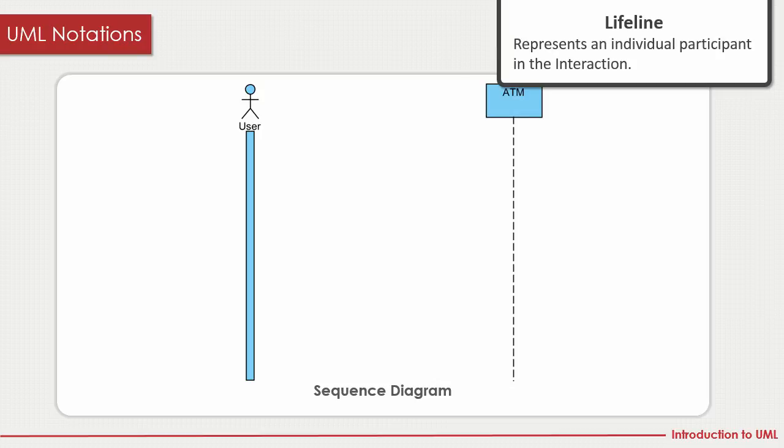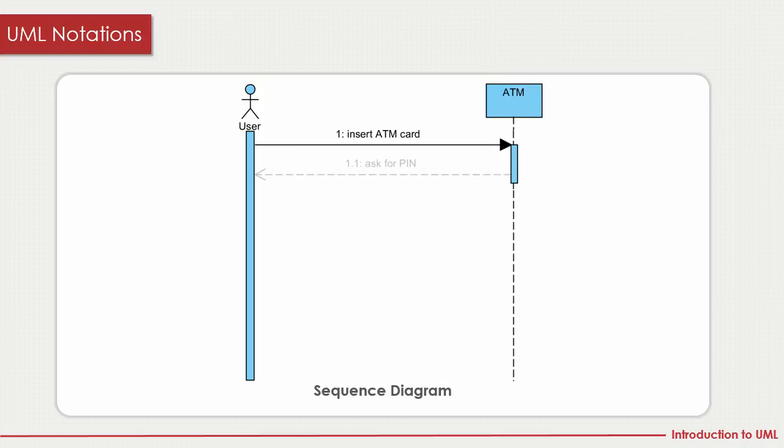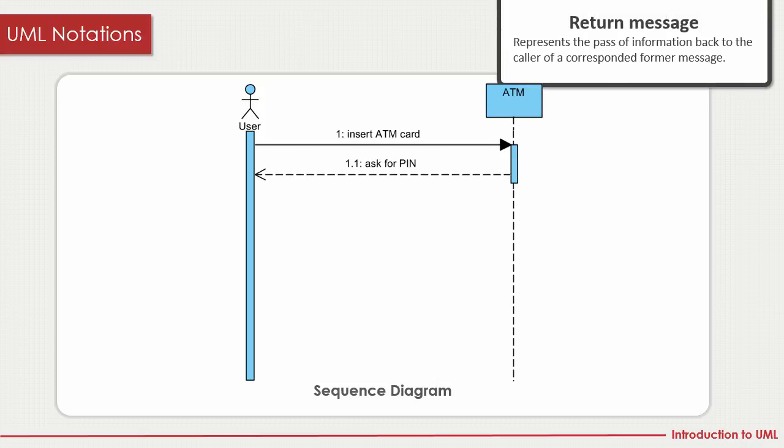And the second element is the lifeline. Lifeline represents an individual participant in the interaction. If you're doing very high-level sequence diagramming, then the lifeline is your system. Like this is the ATM. The message defines the communication between lifelines. Lifelines could be the lifeline and the actor. In this case, you see the user inserts the ATM card to the ATM. And we have a return message as a special kind of message, which shows the response to your actions.